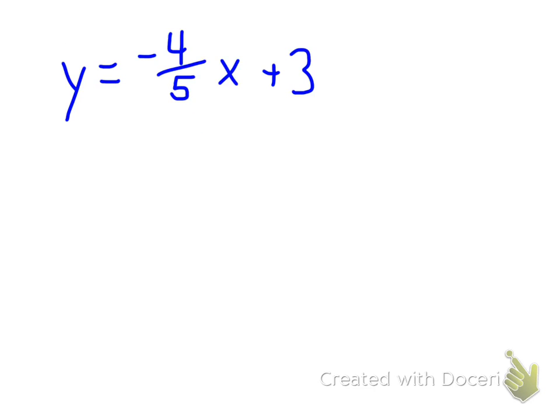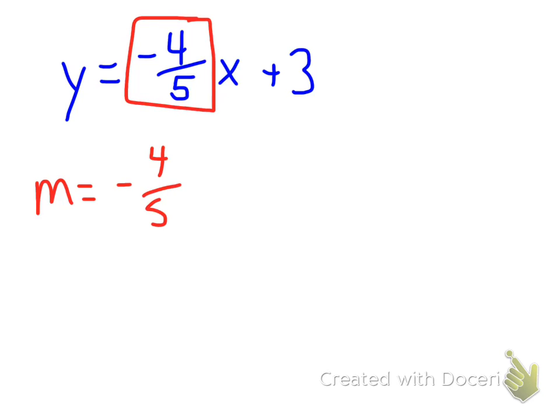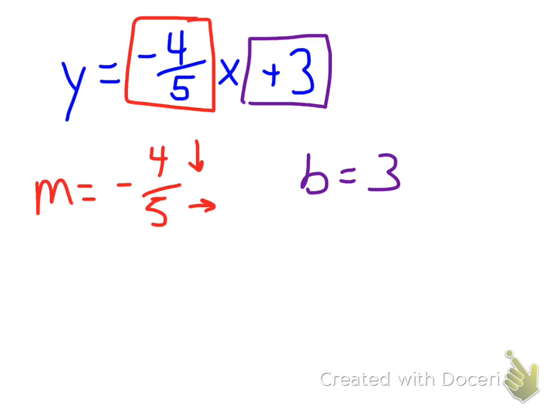Another example, again, if we look at the slope, the change in y over change in x, it is the number multiplying the x. So in this case, it is a negative 4 over 5. So thinking of a slope triangle, it is going down 4 and to the right 5. The y-intercept is again the value that is being added to x, which in this case, your y-intercept is positive 3.